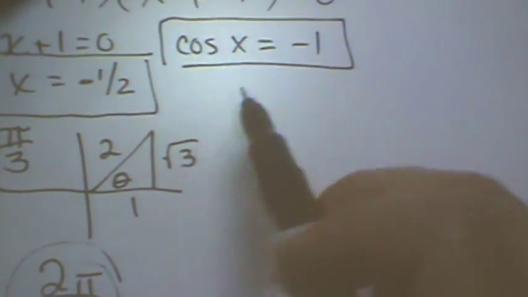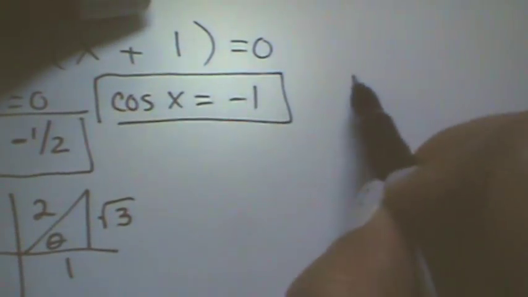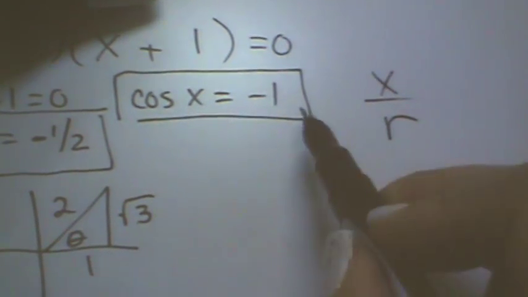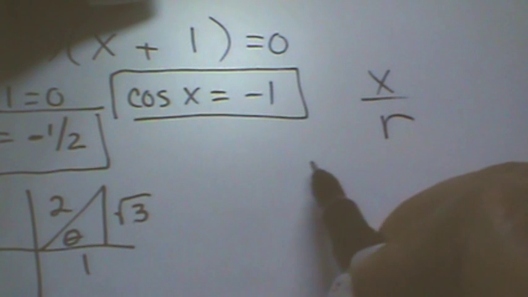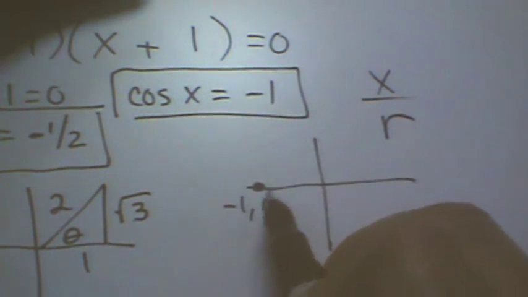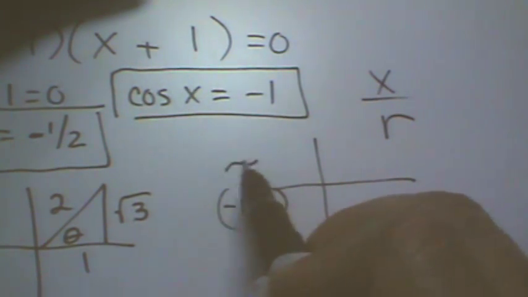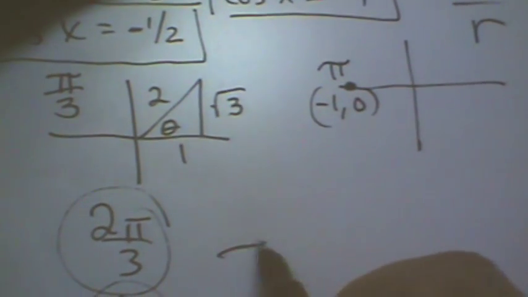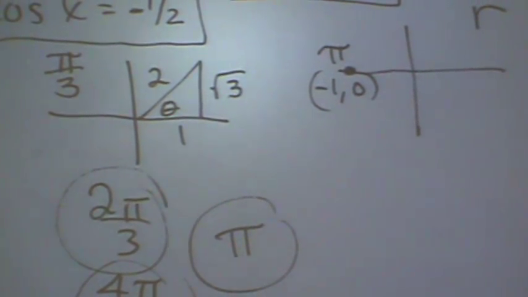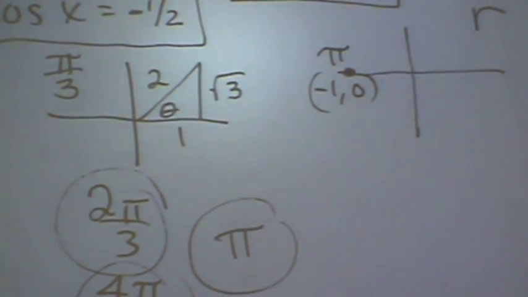And now, where is cosine negative 1? What's the definition of cosine? X over r. Where's the x value negative 1? Isn't it right here? Isn't x negative 1? Right there. What angle is that? Pi. So these are the three answers. It has 4 spaces, but just leave it. Only list the three.